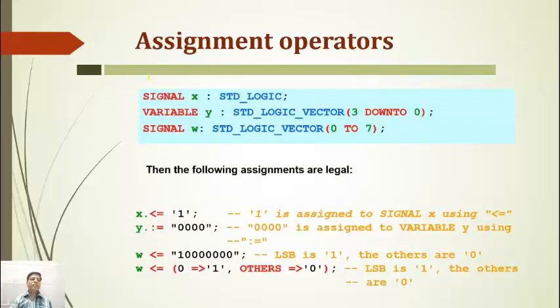Here we have considered one example for assignment operators. Here signal X is defined, colon, std_logic, semicolon. Then variable Y is declared, colon, std_logic_vector, 3 down to 0, semicolon. Then signal W, colon, std_logic_vector, from 0 to 7. These are the examples.